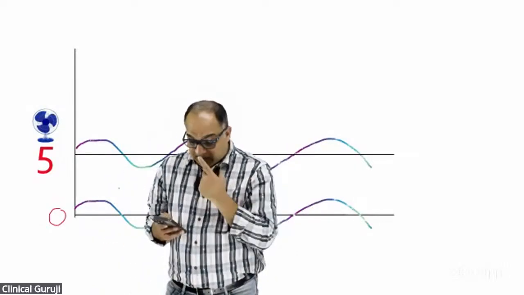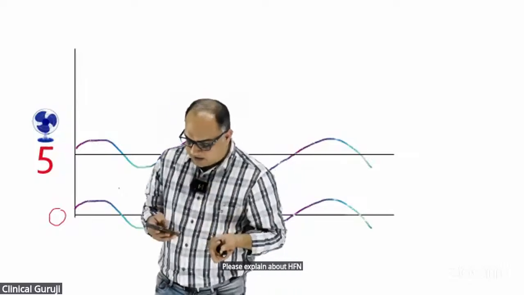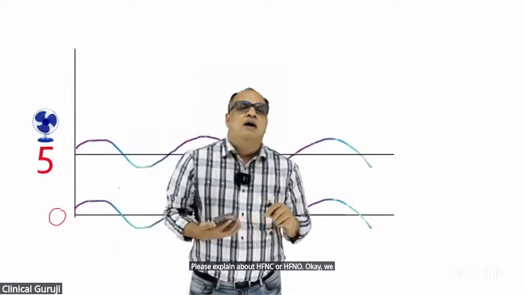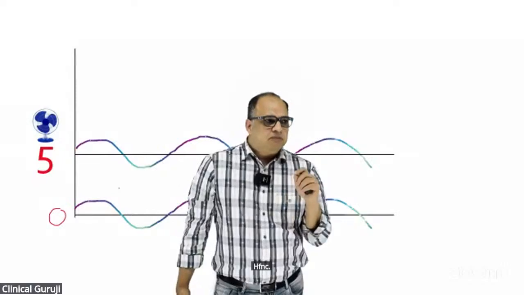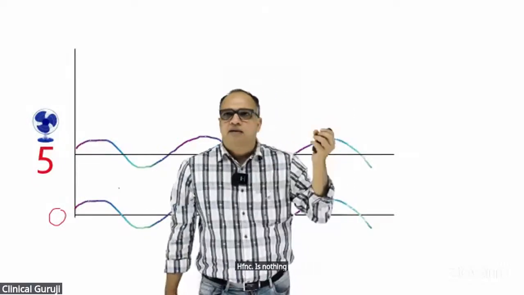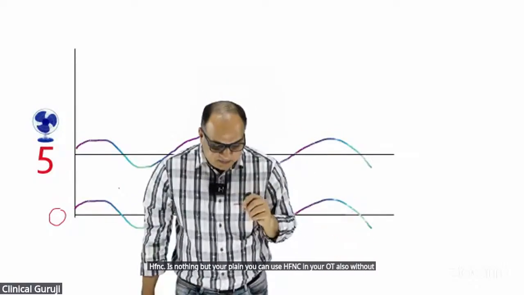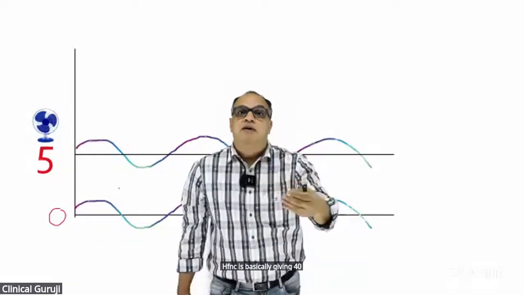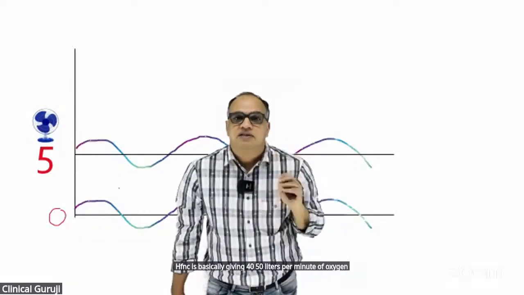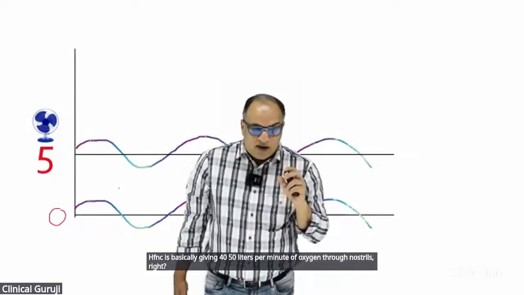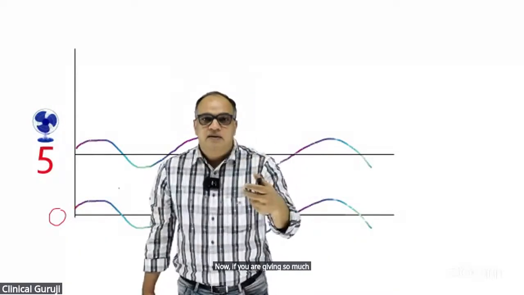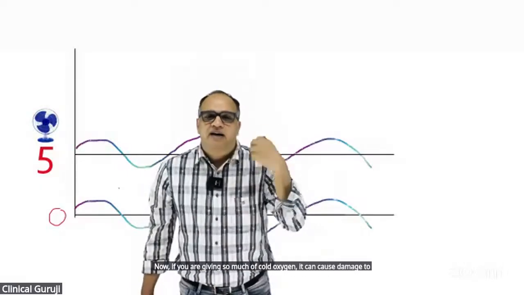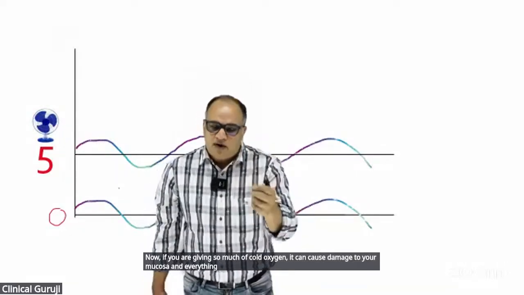Please explain about HFNC or HFNO. Okay, we can talk about it a little. You can use HFNC in your OT also without having an HFNC machine. HFNC is basically giving 40-50 liters per minute of oxygen through the nostrils. Now, if you are giving so much cold oxygen, it can cause damage to your mucosa and everything. So you need to warm it up a little and humidify it.